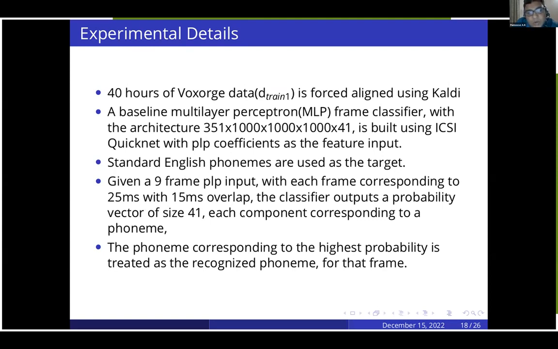The classifier output is a probability vector of size 41. Each component corresponds to a phoneme. The phoneme corresponding to the highest probability is treated as the recognized phoneme for that particular frame.